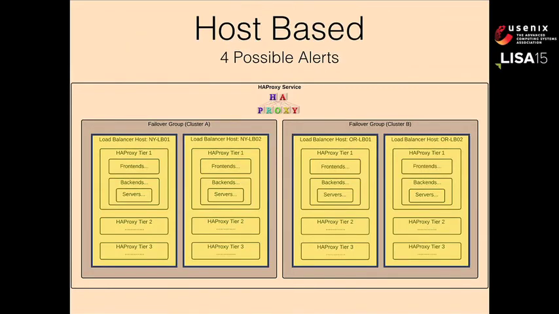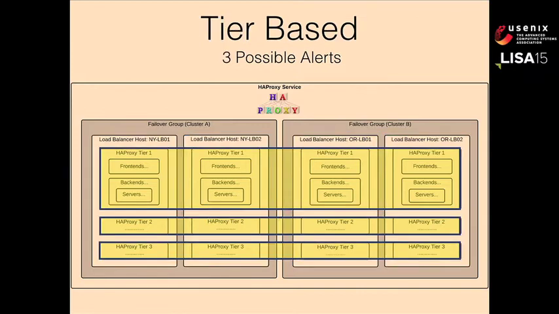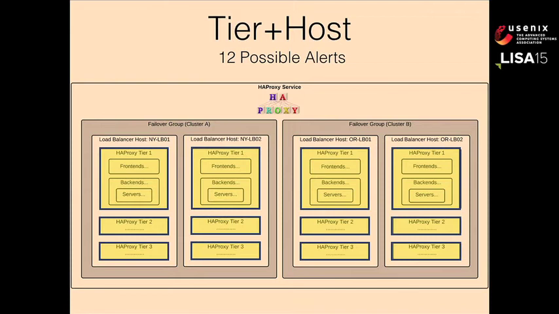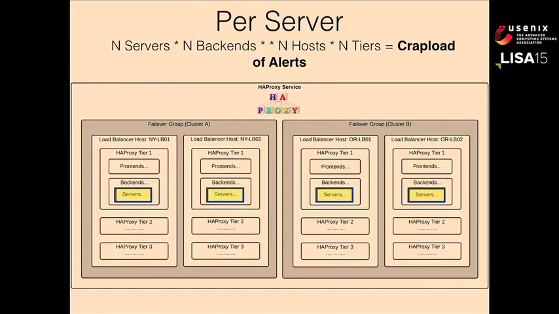So you could alert host-based, right? This is the traditional thing. I'm just going to alert whenever there's problems on hosts, but if a tier has a problem, that means you're going to get 4 possible alerts. If you did tier-based and you have 3 tiers, it'd be 3 alerts. If you did tier and host, you have 12. If you do it per those servers that are in the back ends, you're going to get a crap load of alerts if just a few servers go bad.